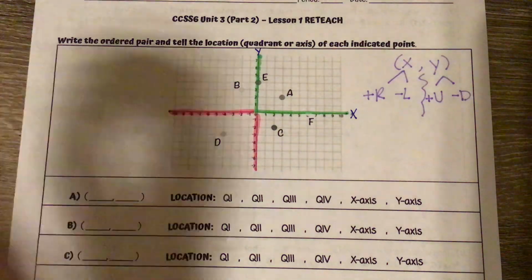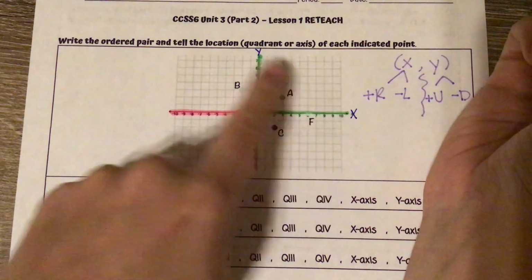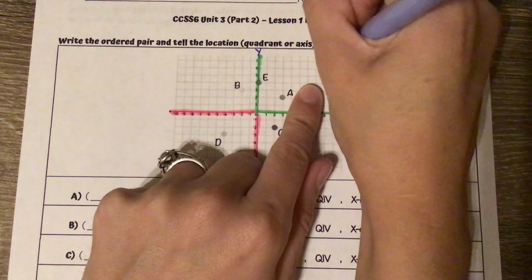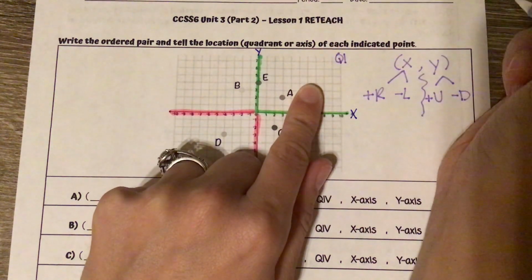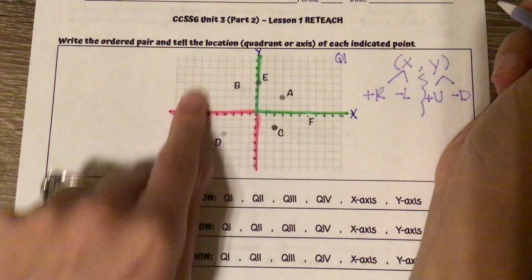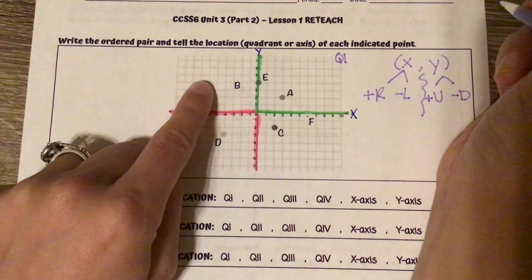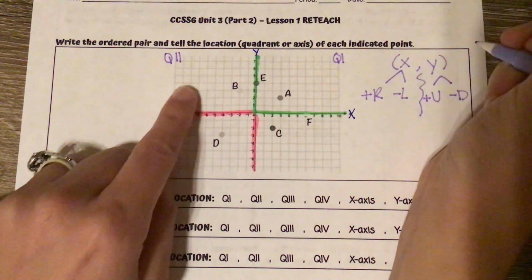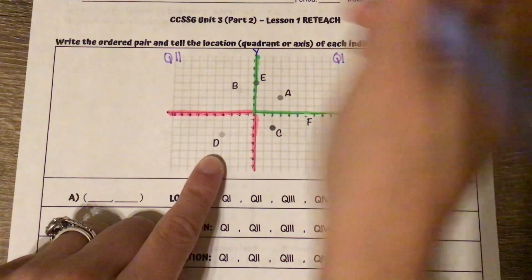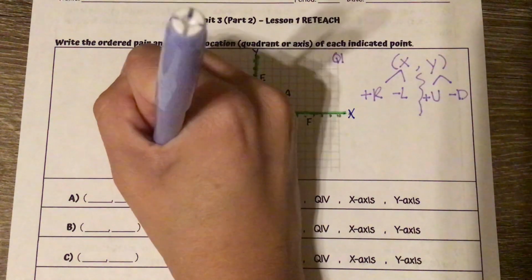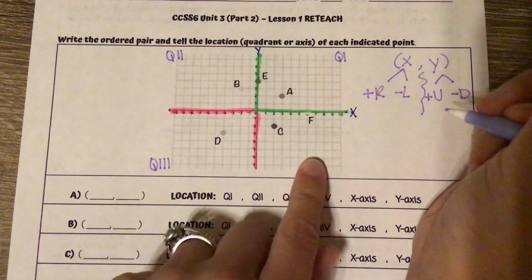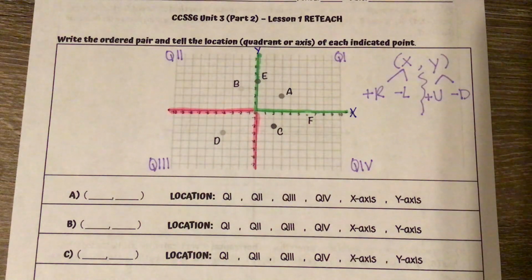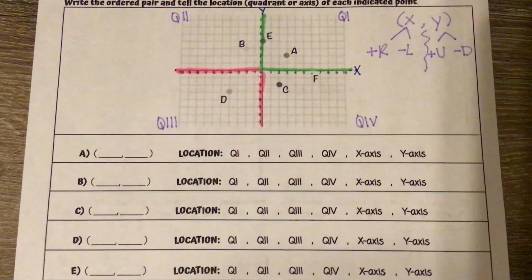And then the different locations. So our quadrants start up here where they're both positive. This is quadrant 1. Then we go counterclockwise. So over here is quadrant 2. Then we go down here. This is quadrant 3. All the way over here is quadrant 4. So let's go ahead and look at these.